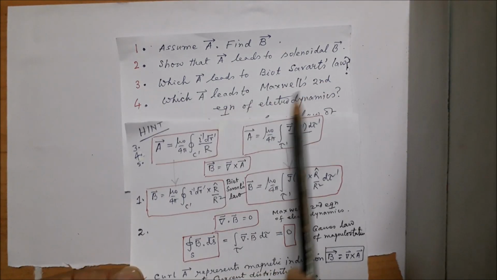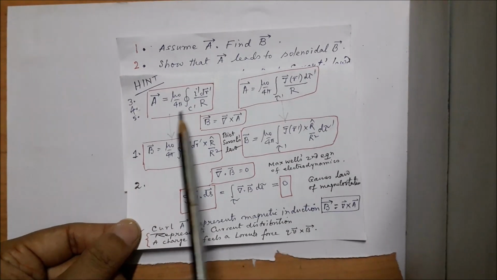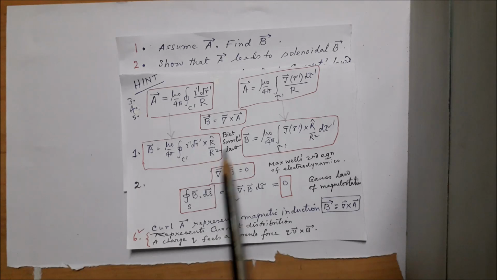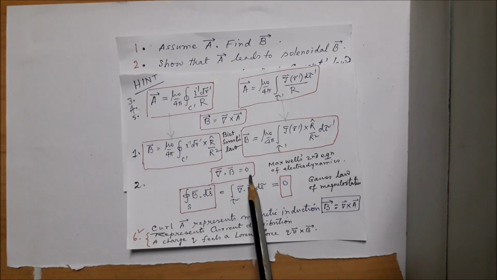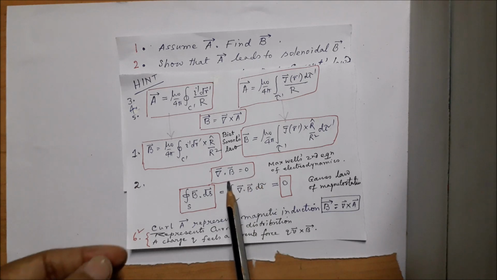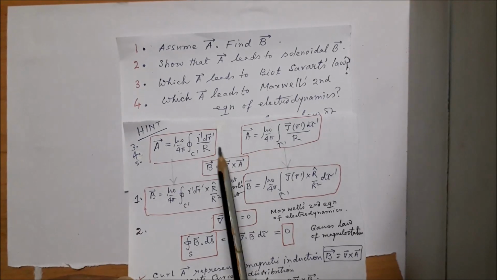Which A leads to Maxwell's second equation of electrodynamics? Now this A gives us this B, which is Biot-Savart's law, and from here we got divergence B equal to 0, which is actually Maxwell's second equation of electrodynamics. So this is the answer to question 4.